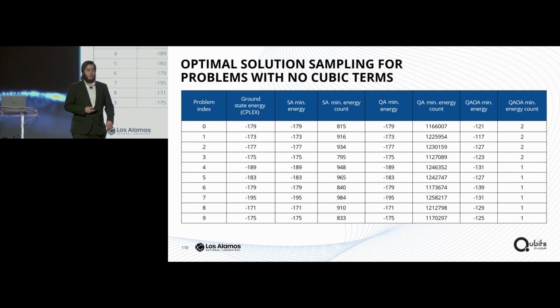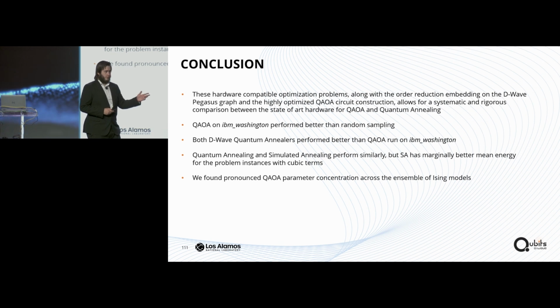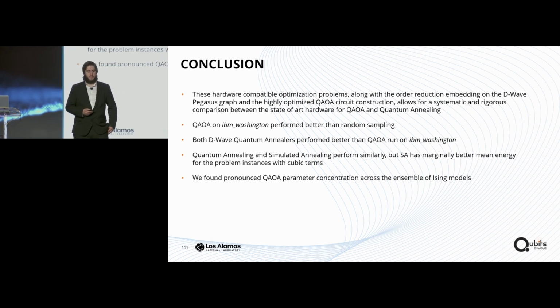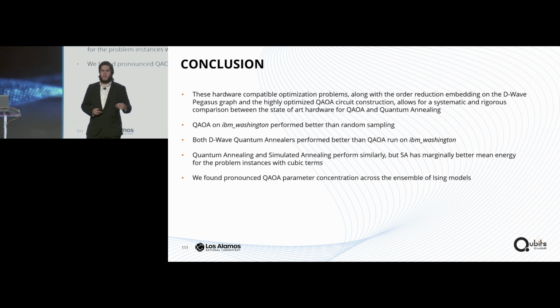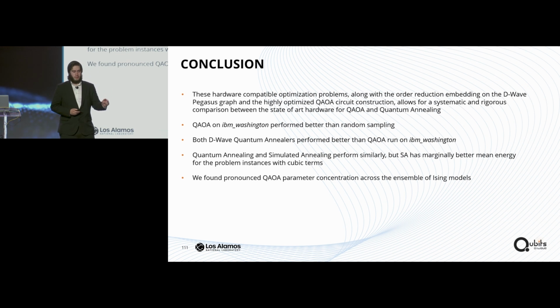And for the problems with no cubic terms, we see essentially the same trend. Here, the sampling success rate for finding the ground state is a bit higher for quantum annealing. Yeah, so these hardware-compatible optimization problems, along with the order reduction embedding on the D-Wave Pegasus graph, as well as the highly optimized QAOA circuit, allow for a systematic and rigorous comparison between the state-of-the-art hardware for both QAOA and quantum annealing.